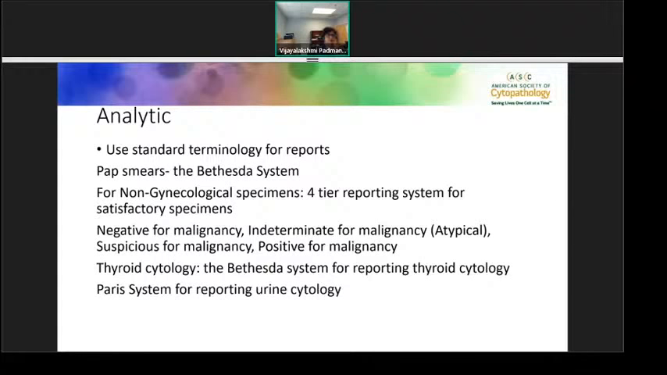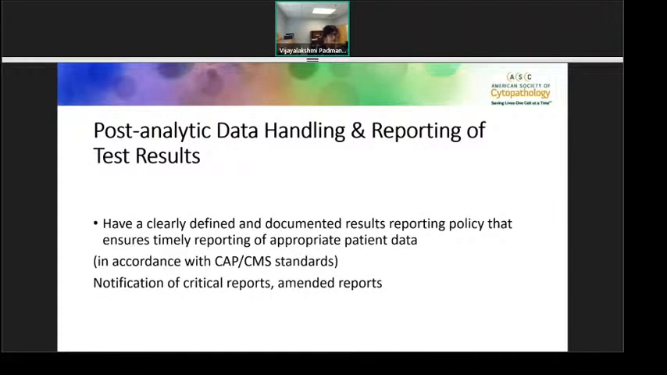And we also almost always use standard terminology. For the Pap smear, everybody uses the Bethesda system. For non-gyn specimens, we use negative for malignancy, atypical or indeterminate for malignancy, suspicious for malignancy, or positive for malignancy. The four-tier reporting system, which almost all labs use. Use the Bethesda system for thyroid cytology, Paris system for urine cytology, and so on. So most labs use standard terminology for their reporting.